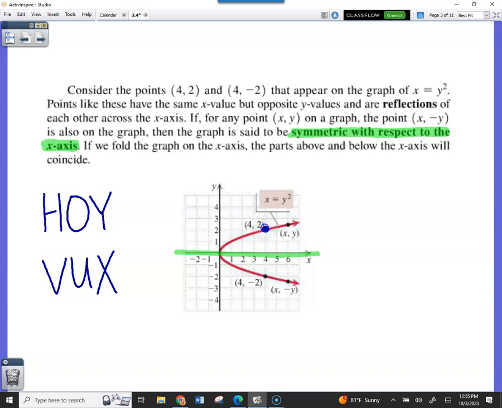Let's make this point bigger and this point bigger. What do you notice about the two points? Compare them. What changed? The y. The y's sign changed, right? So reflecting over the x-axis changed the sign of the y.